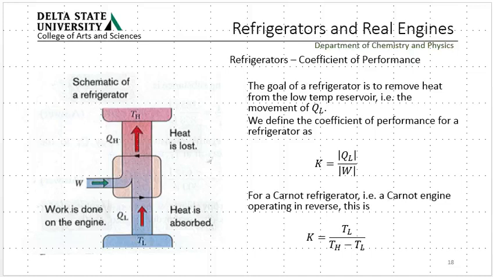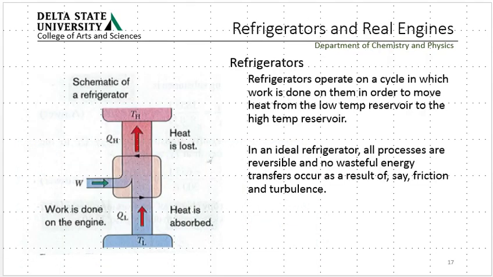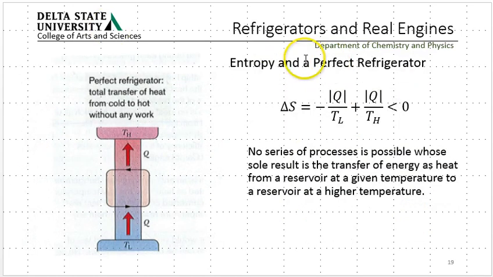Now, let me go back to the Carnot cycle, right? This is a heat pump, and if you run it the opposite way, then you're doing work on the system and it becomes a refrigerator. Okay, so we have our coefficient of performance of our Carnot refrigerator, and okay, entropy and a perfect refrigerator.